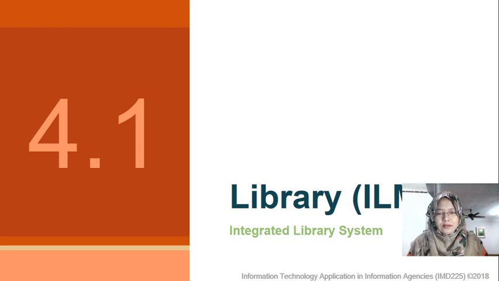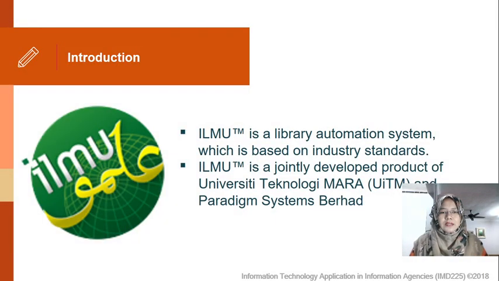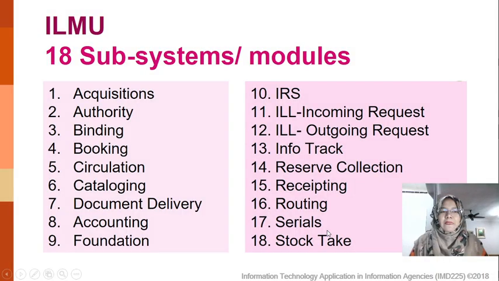So let's look at the library system, which is the Integrated Library System, ILMU. ILMU stands for Integrated Library Management Unit Utility. As an introduction, ILMU is a library automation system which is based on industry standards. ILMU is a jointly developed product of UiTM and Paradigm System Berhad. In ILMU, they have 18 subsystems or modules.